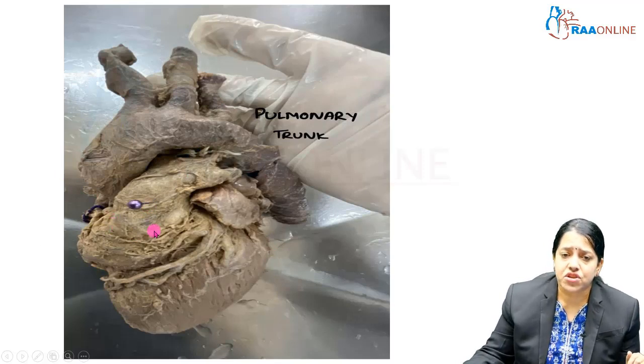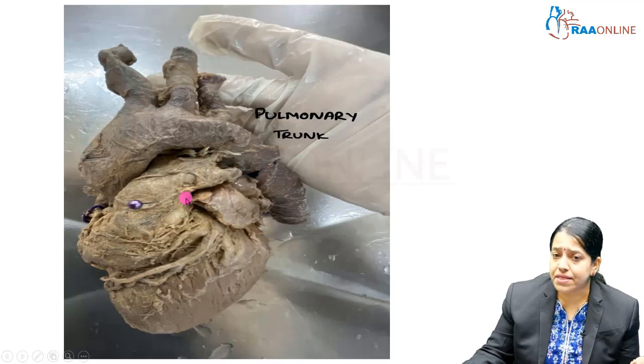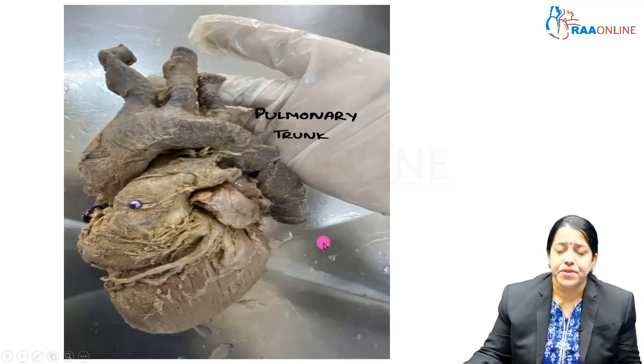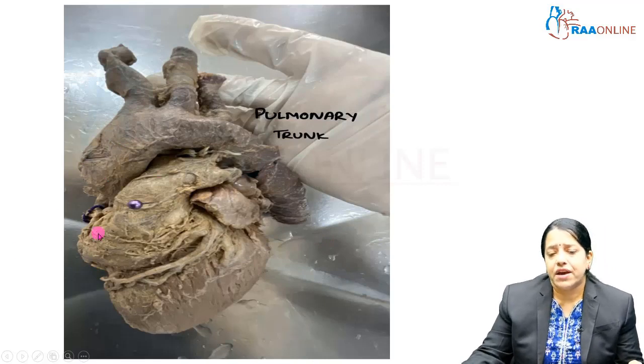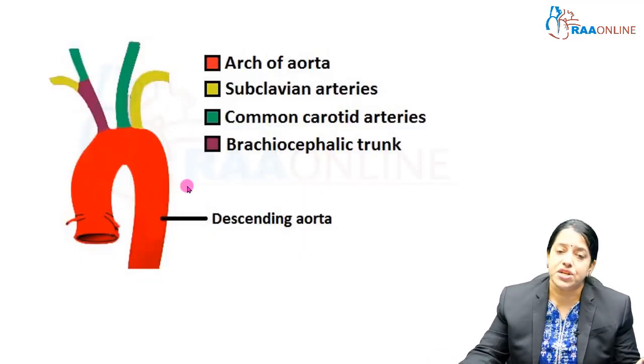That is, the structure which is pinned over here is the pulmonary trunk. Sometimes we can pin the pulmonary trunk, or sometimes we can even pin the arch of aorta. So here what we have pinned is the pulmonary trunk. You can see over here, this is the pulmonary trunk. Now let's go to the discussion, then you will be able to appreciate it better.